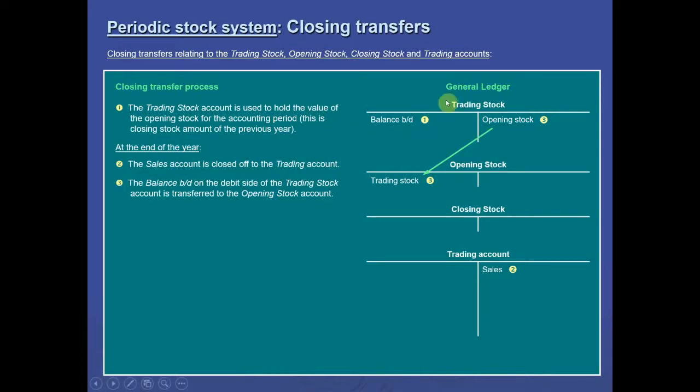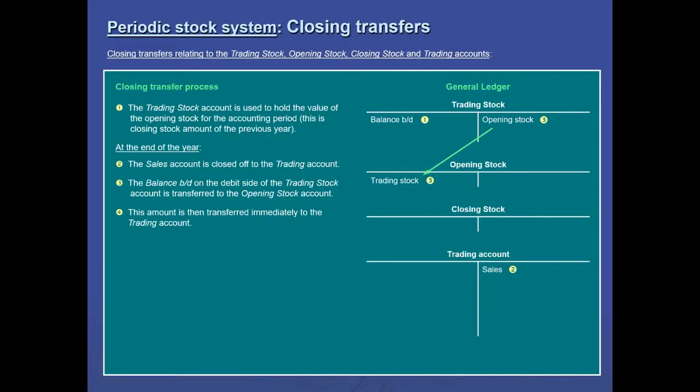So please take note, during the year there's no movement at all in trading stock. Remember, our movements take place in the purchases account. For the whole year we have this opening balance, and then only at the end of the year we get rid of that account by transferring it to our opening stock account.